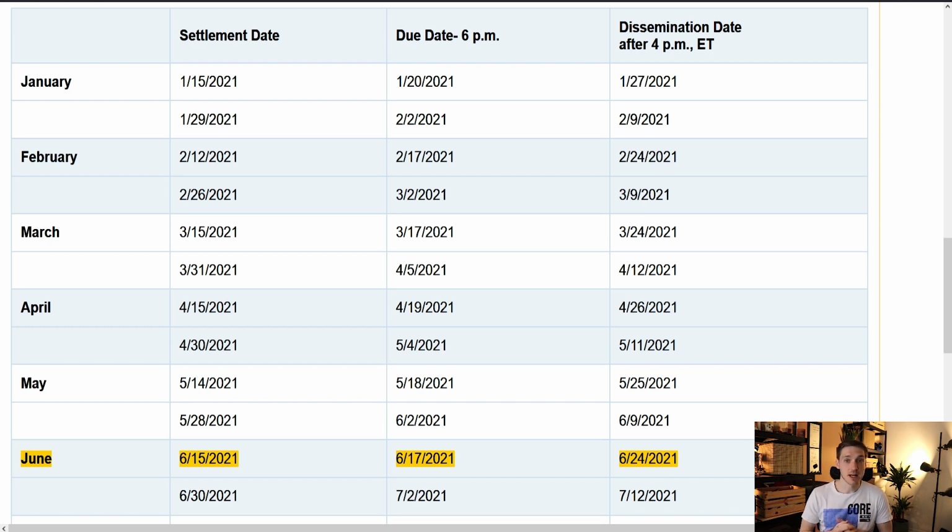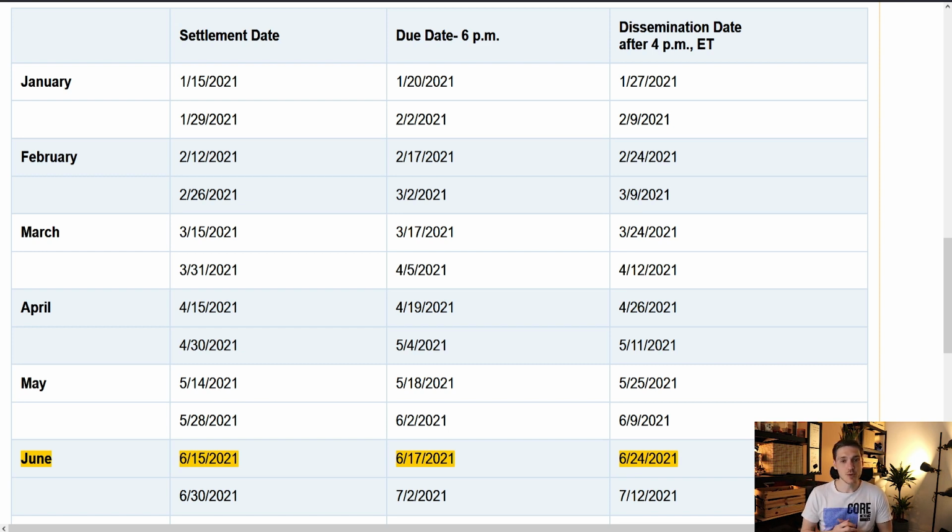First of all, we have the settlement date. This is the date on which the shares were sold short. So the brokerage and the exchange firms need to say, okay, on this date, in this case in June, for example, on the 15th of June, this is the settlement date according to this schedule, there were X amount of shares being sold short on my platform. So that is the settlement date.